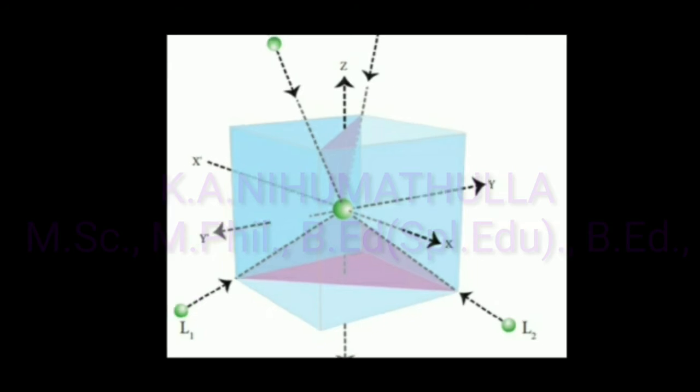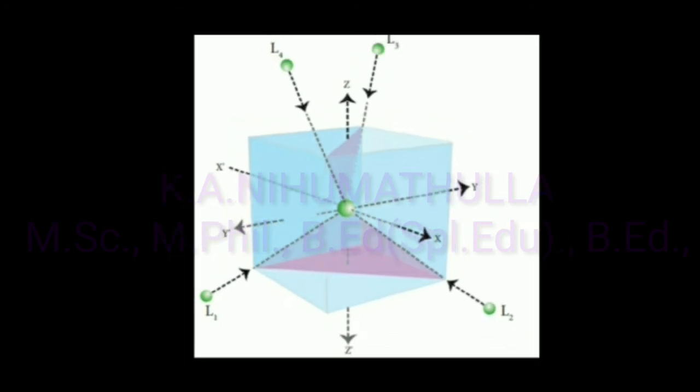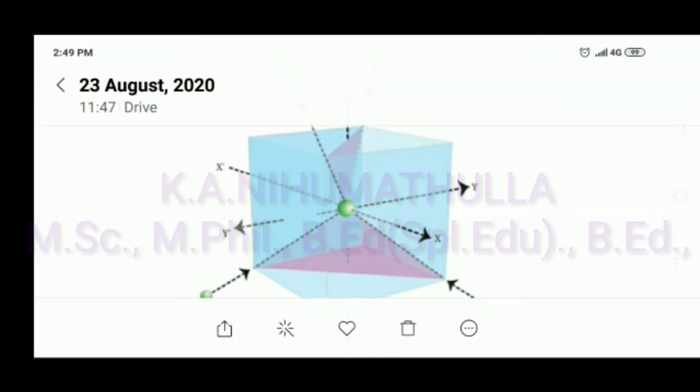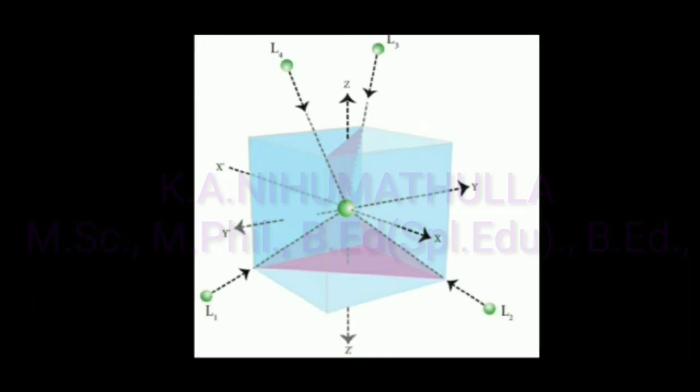When you see the direction of the ligands from the outside, all the ligands approach the central metal ion only through the diagonals of the tetrahedron. Diagonals of the tetrahedron. Remember these. All the ligands are not coming along the x, y and z axes. They come only in the direction of the diagonals of the tetrahedron.